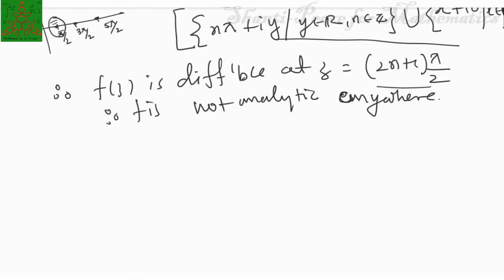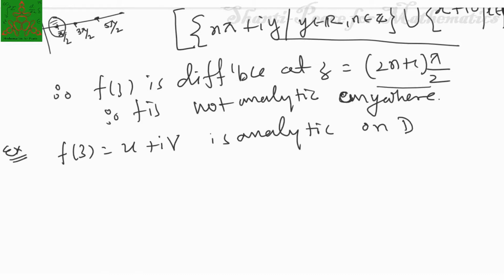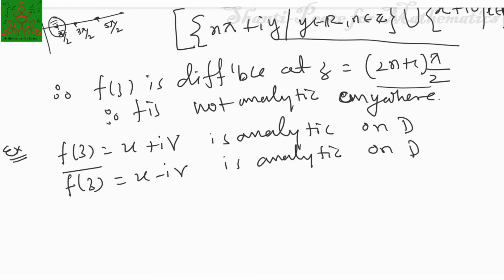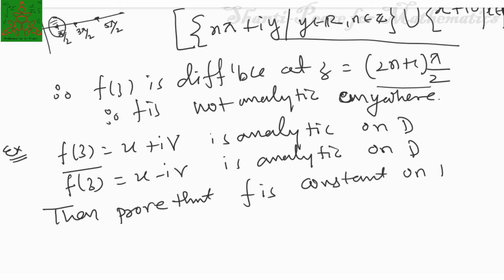Now let's have the next example. If f of z is equal to u plus iv and is analytic on D, and its conjugate, that is u minus iv, is also analytic on D, this is given to you, then prove that f is constant on D. What this example is saying is that if you have a function and its conjugate, both of them analytic, then the function must be constant.